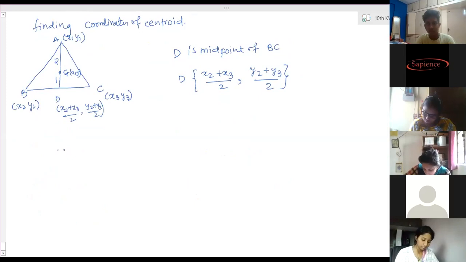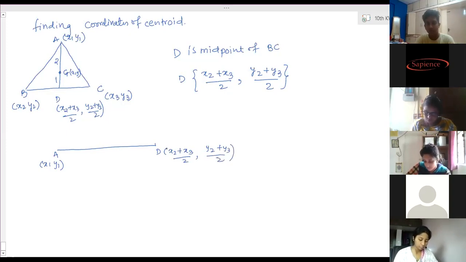So we'll draw another figure. This is A, which is (x1, y1). D is ((x2 + x3)/2, (y2 + y3)/2). And there is a point G, which divides AD in the ratio 2:1. So G's coordinates we have to calculate.